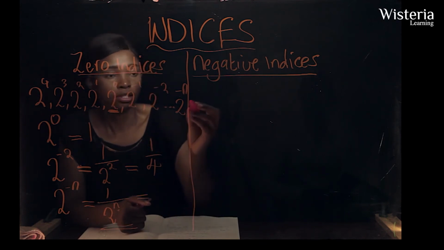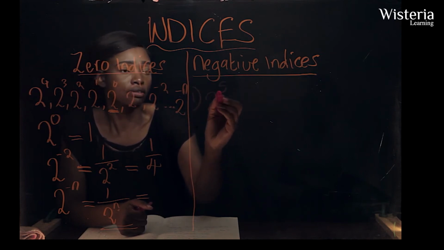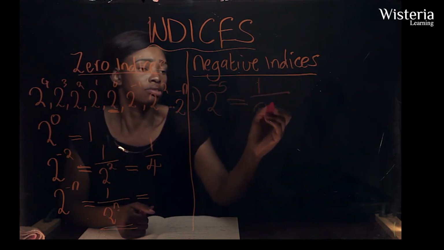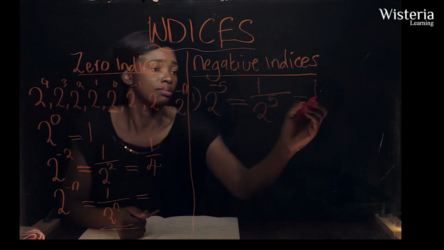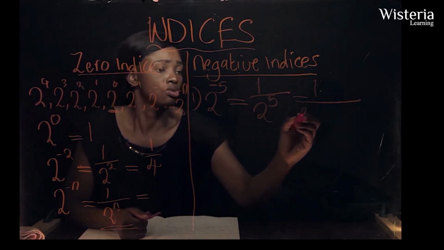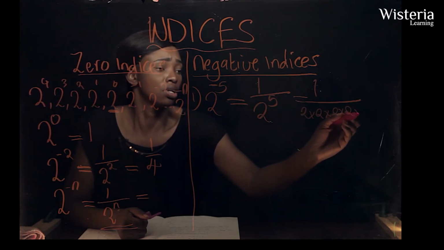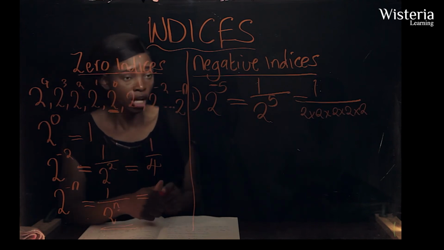If we have, as we said, 2 to the power 5, then 2 to the power negative 5 will be equal to 1 over 2 to the power 5. Then we can expand it as 1 over 2 times 2 times 2 times 2 times 2, like that. That will be in expansion form.